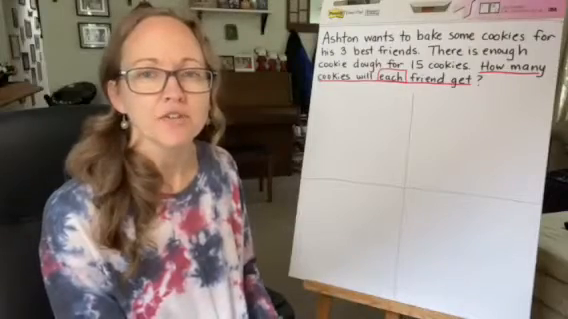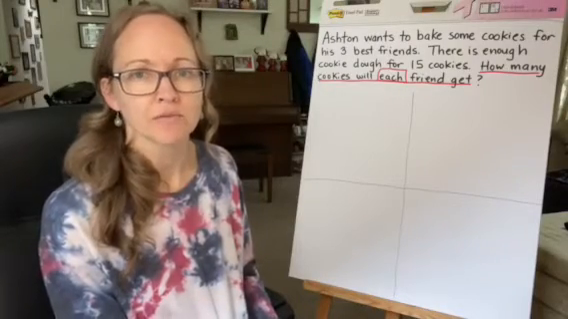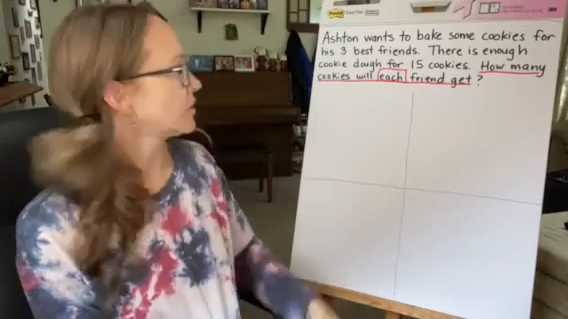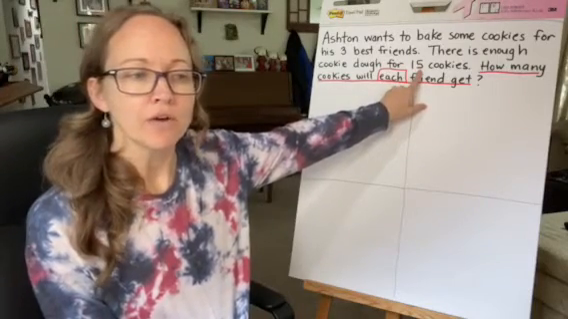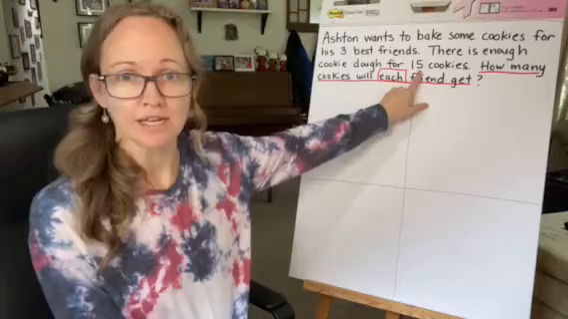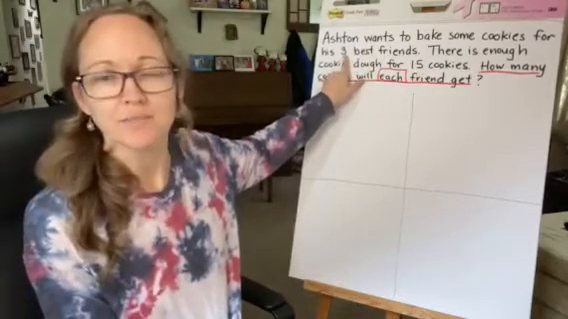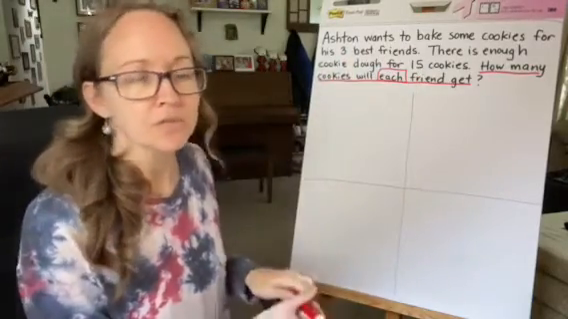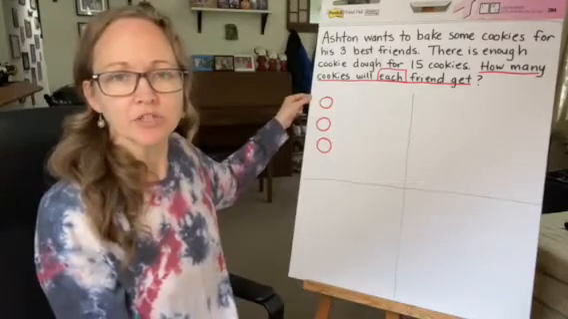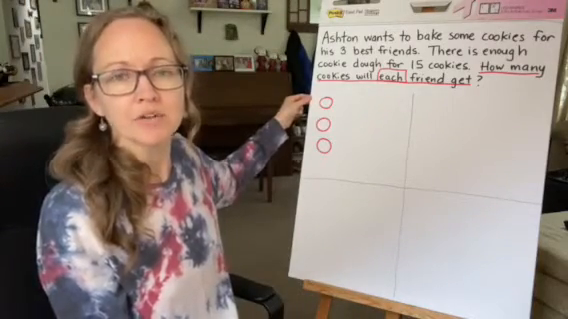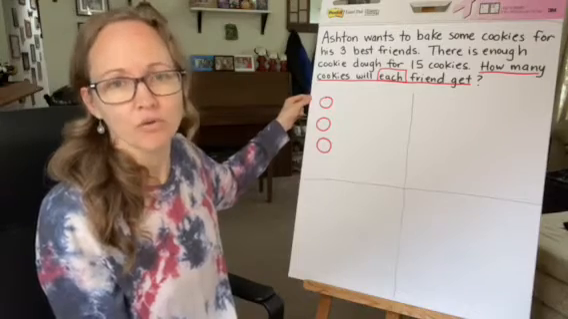All right, so the first strategy is going to be using an array. We know the total, 15 cookies. And we know how many rows we need because there are 3 best friends. So we'll start first by drawing the 3 rows. And we're going to fill in each row one at a time until we have shown 15 total cookies.